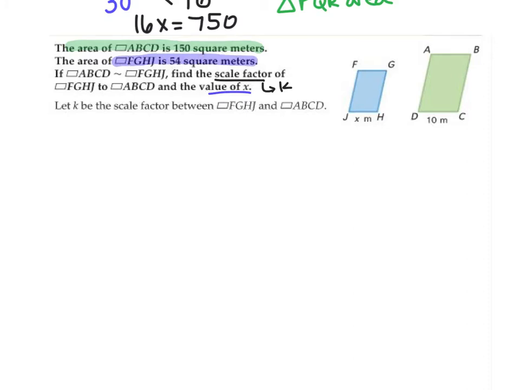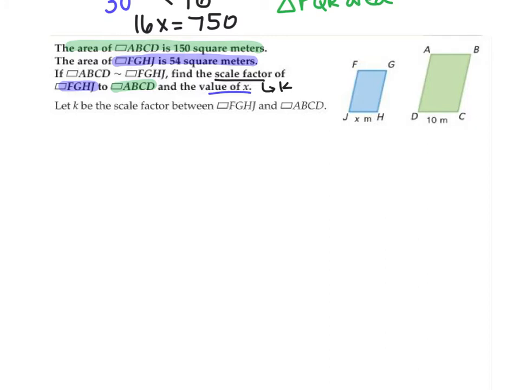We are given that these two polygons, or quadrilaterals, are similar, which means they are proportional. We need to find our scale factor of FGHJ to ABCD. Now look here, order is very important. FGHJ is our blue shape, and ABCD is our green shape. So setting up that scale factor, our proportion, we need to have it in the correct order.